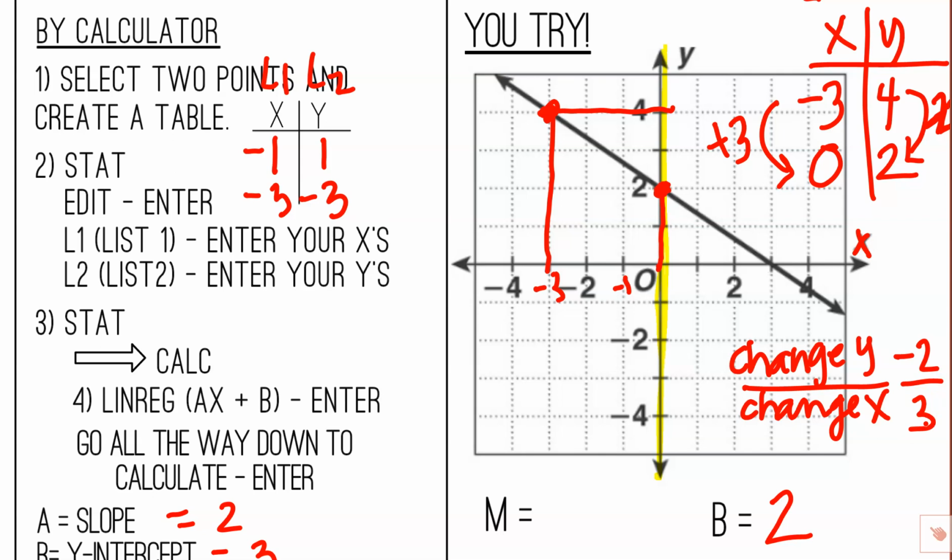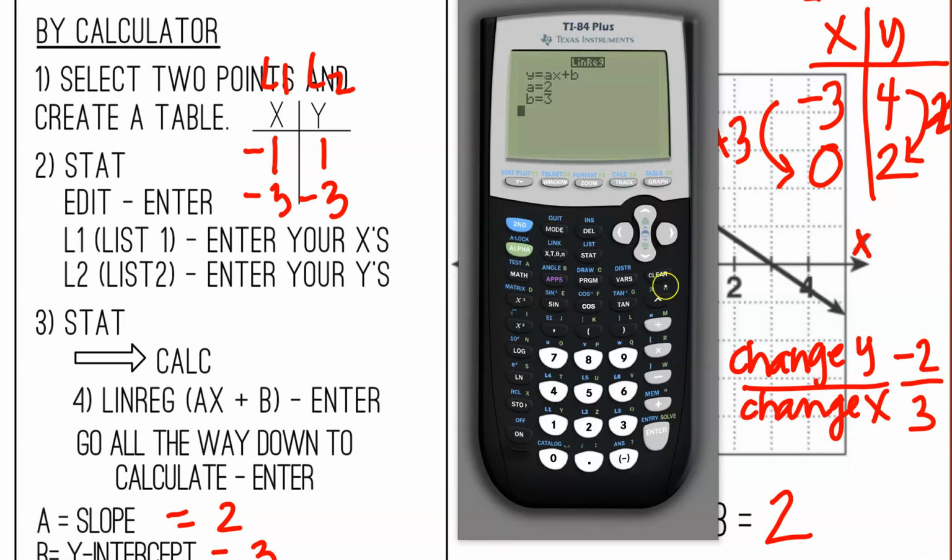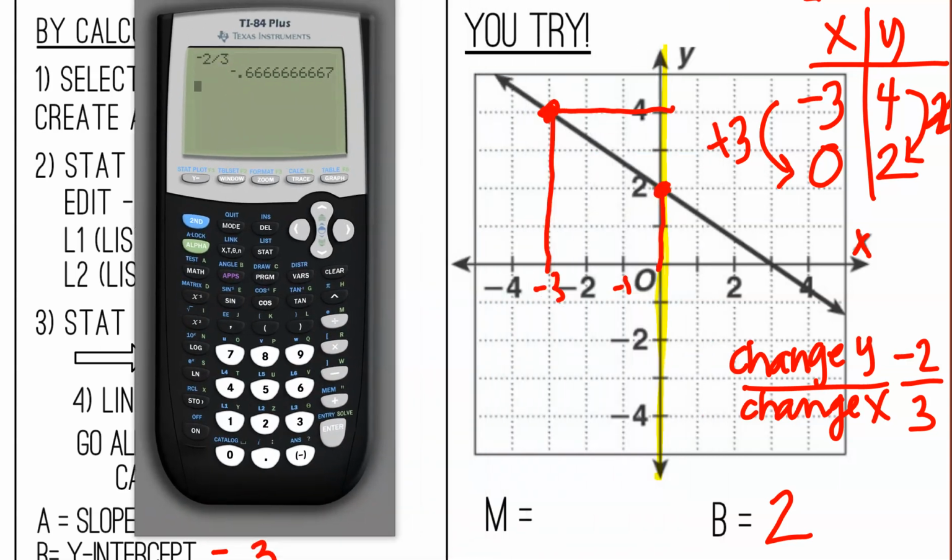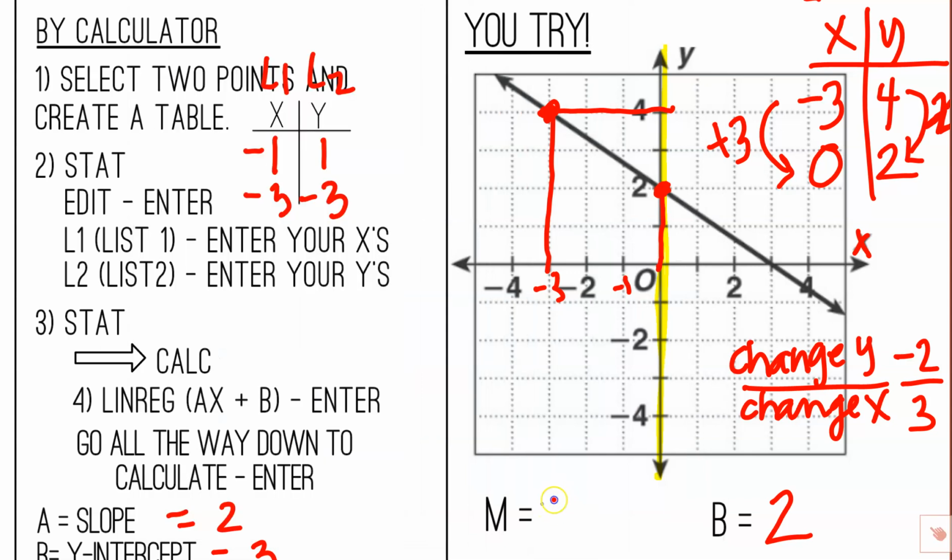Now, yes, you can leave it as a fraction or you can divide it. Again, remember, it all depends on what's in your multiple choice answers. If you divide it, -2 divided by 3 gives me -0.6 repeating.